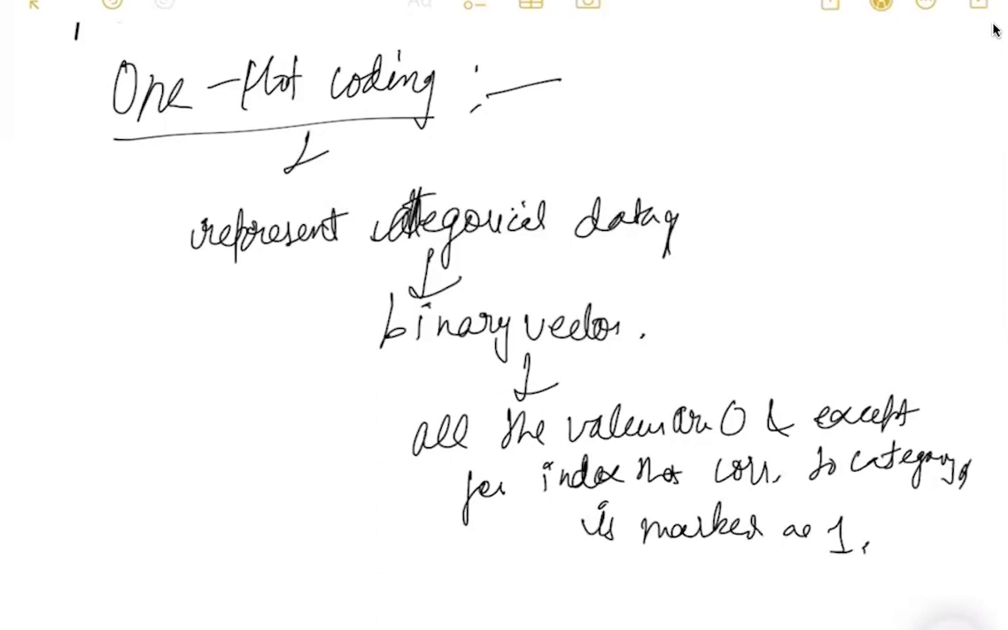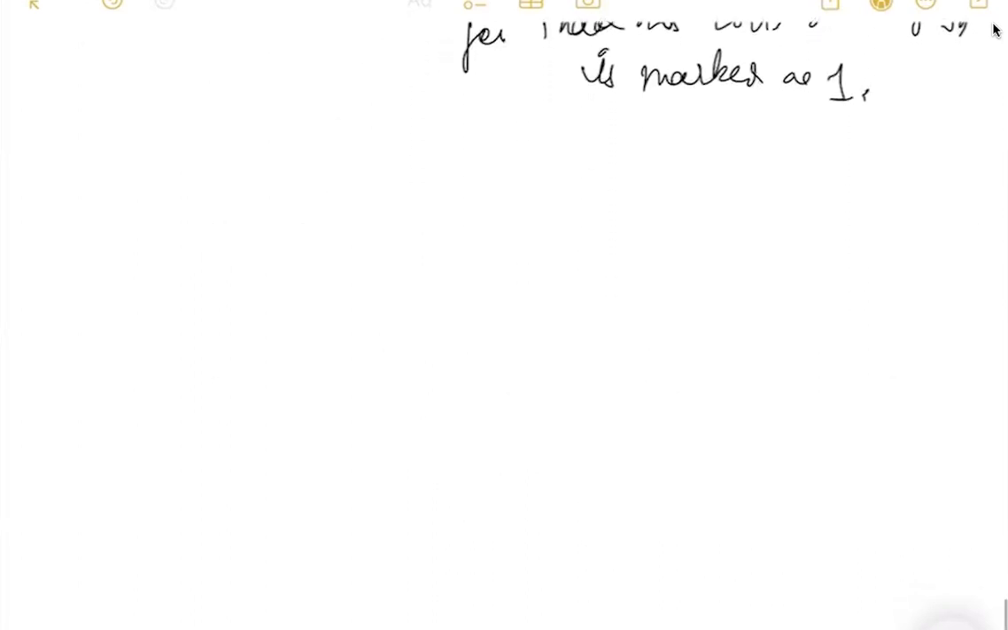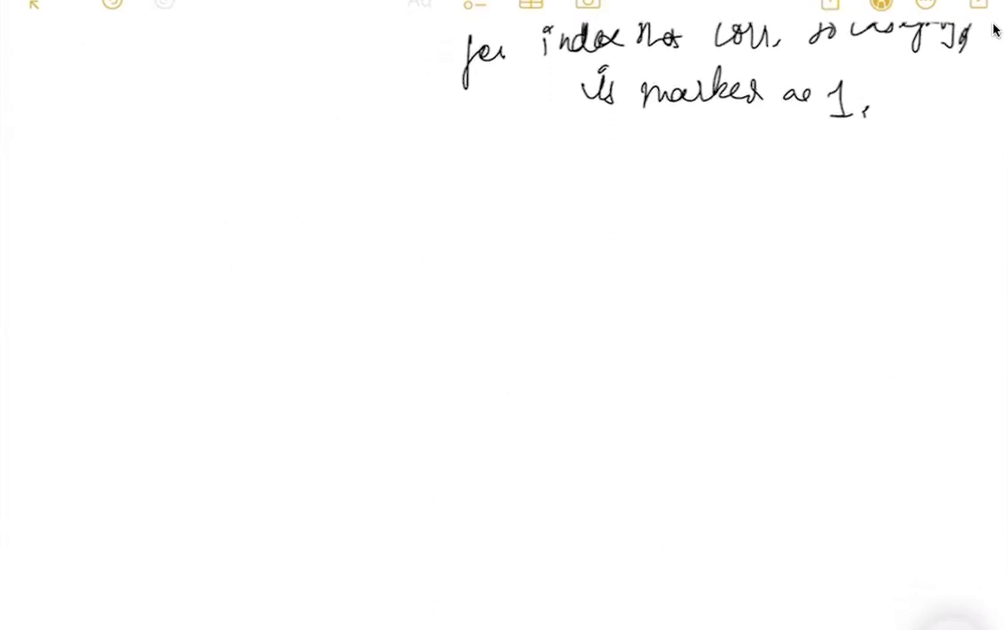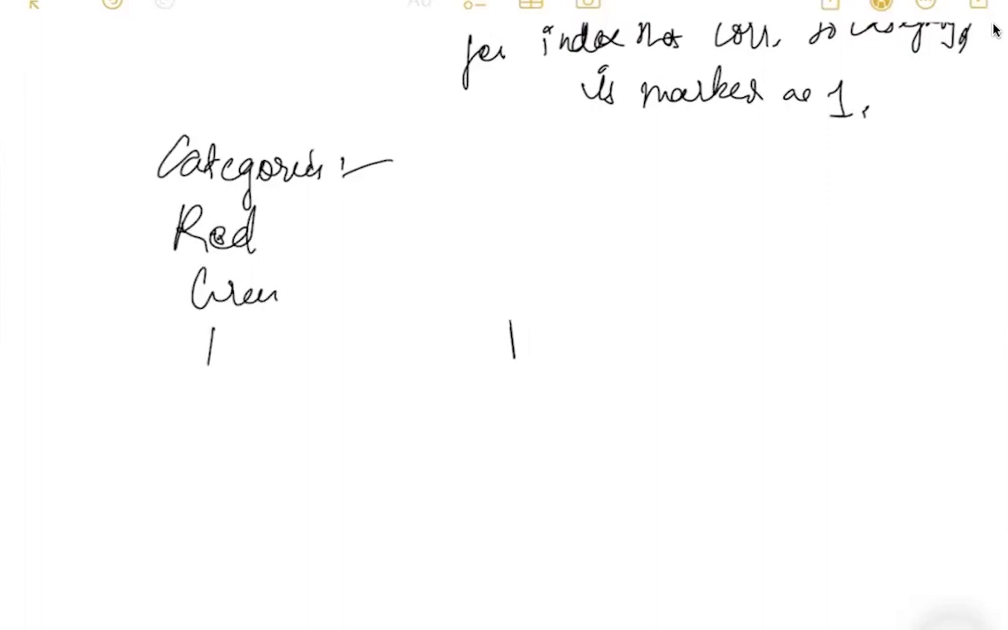Basically this technique is commonly employed in machine learning where we are dealing with categorical variables. Okay, so let me give you an example. Let's take a simple example. I have 3 categories, with 3 different colors: red, green, and blue. I'm just assigning an index to each: this is 1, this is 2, this is 3.